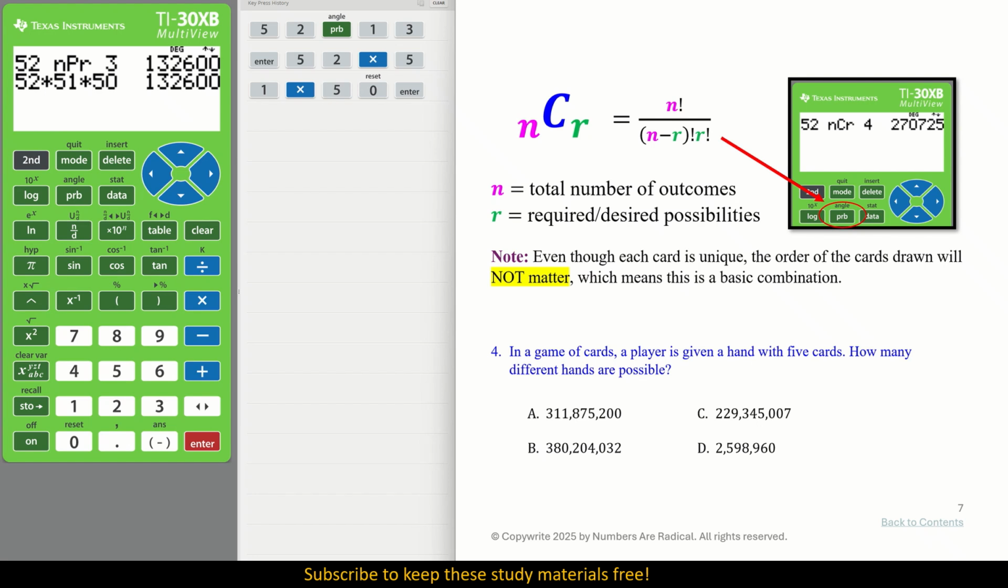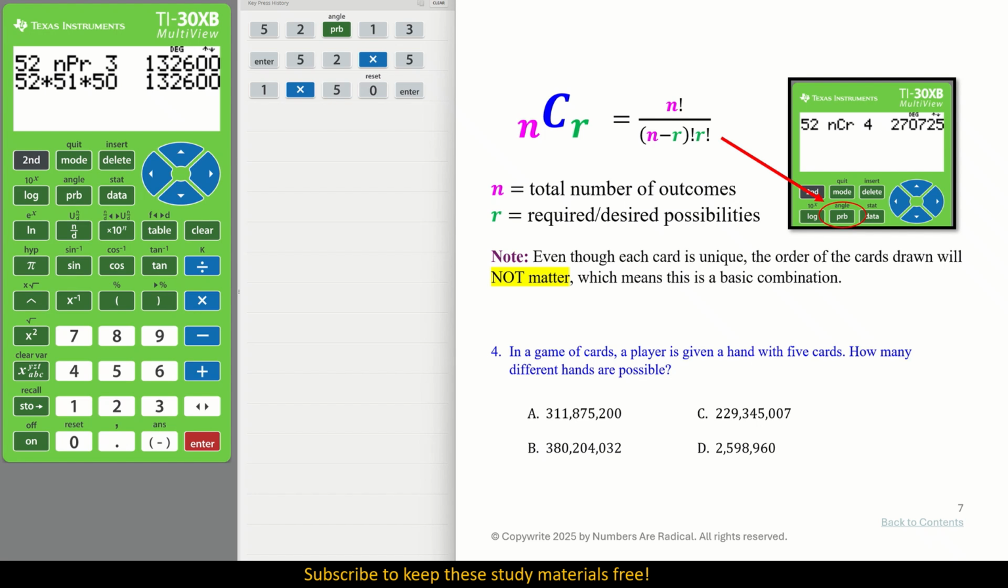So let's see. It does say to note, even though each card is unique, the order of the cards drawn will not matter, which means this is a basic combination, right? So the equation that they give is totally out of scope. But using the calculator and understanding what's going on is definitely in the scope of what your knowledge should be.